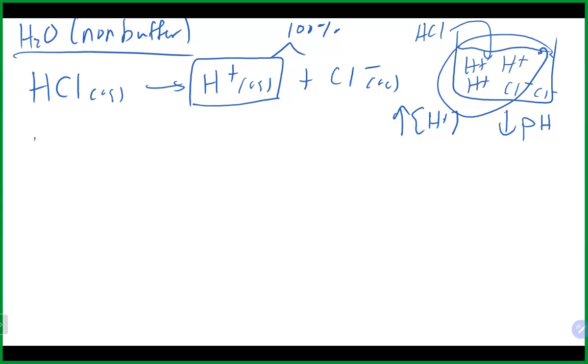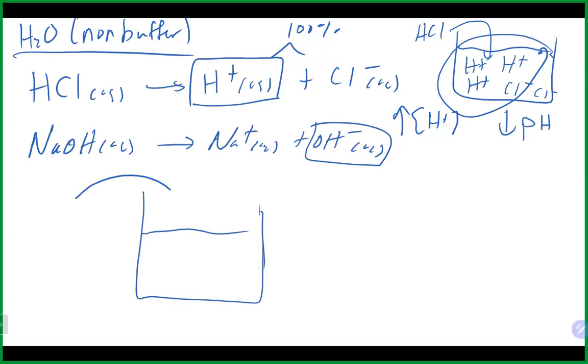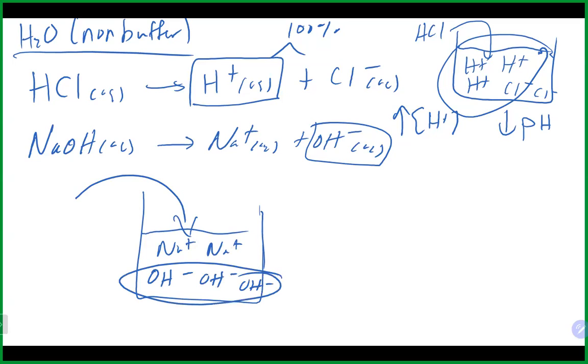If we add sodium hydroxide to water, it also will 100% break apart into a sodium ion and a hydroxide ion. And in this particular case, what we just did is add a bunch of sodium ions, but more importantly, we added a bunch of hydroxide ions that are freely floating in that solution. And what that did is it increased the hydroxide concentration, which means that it will decrease the H plus concentration.